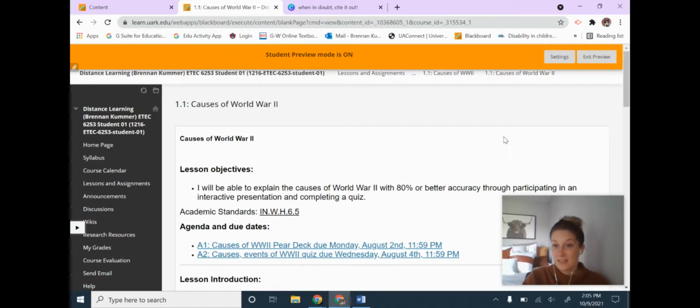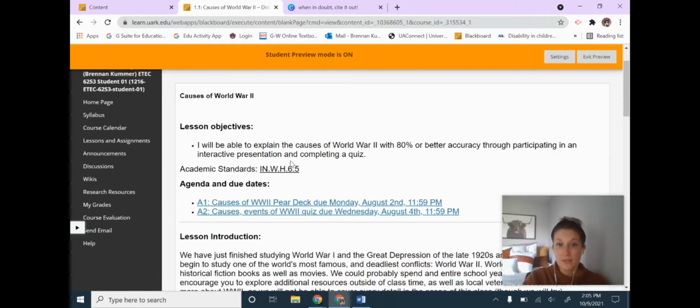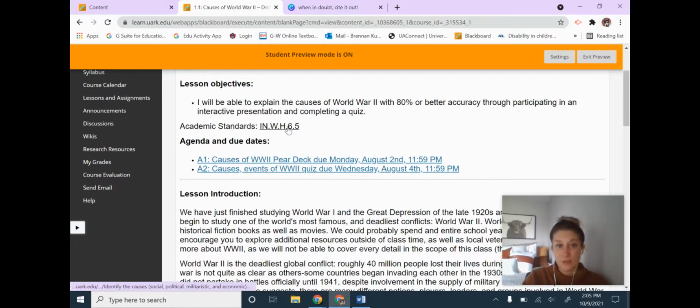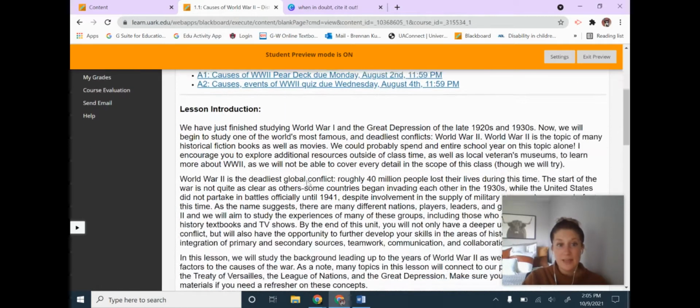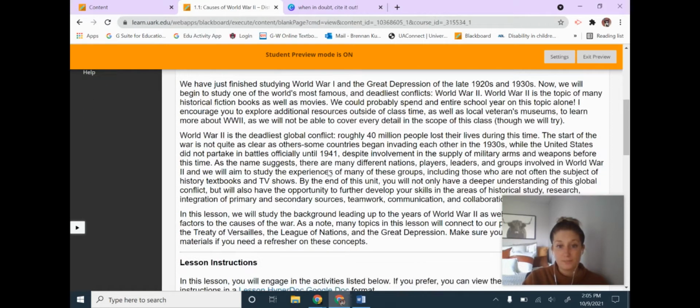All right. So again, similar layout here. Every single unit page is set up this way. It starts with the lesson objectives here, framed in student-friendly language. Academic standards are linked if the students want to look at those. Agenda and anticipated due dates of items so the students can plan ahead, as well as those being linked. And then there's a brief little introduction here.